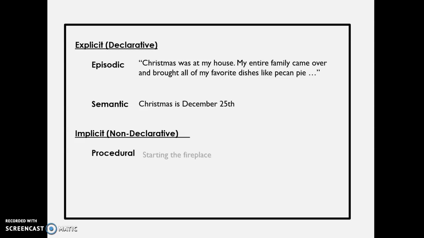Versus procedural, let's say it's cool enough in Houston, Texas to actually start a fireplace. You don't have to talk your way through that. You don't have to tell yourself, I must reach for the matches. I must accumulate some wood and put it into the fireplace. You just do it. All right, so hopefully these examples make sense to you and you add them to your notes.